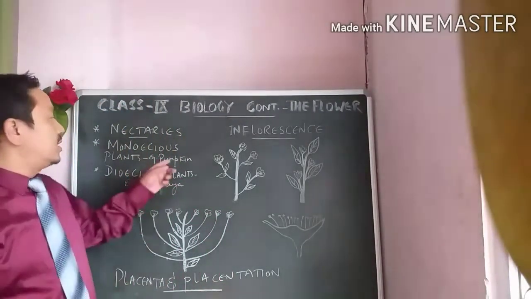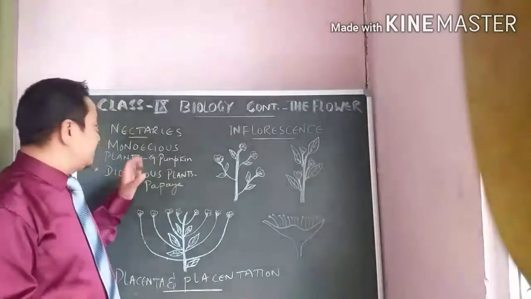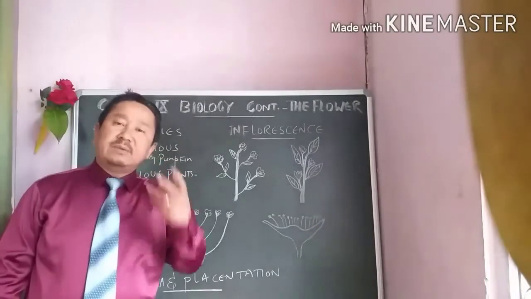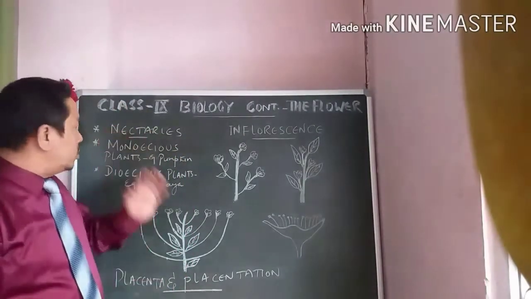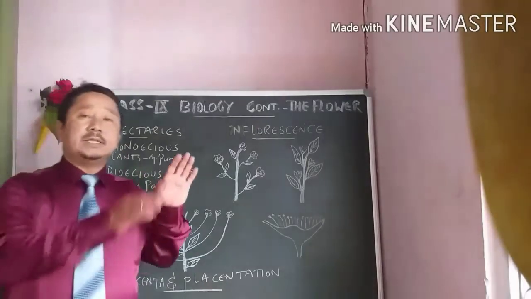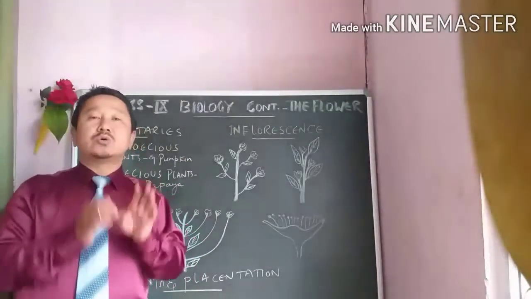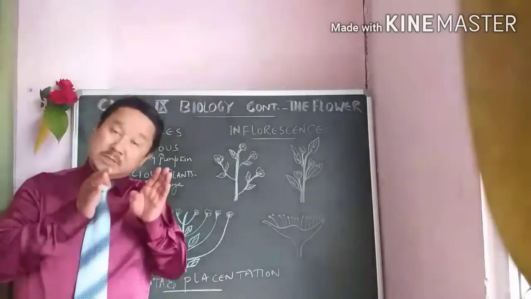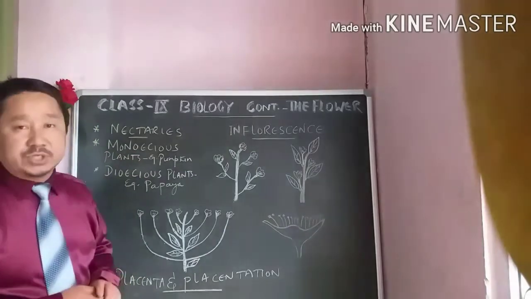For example, pumpkin. Then comes maize, and cucumber. In those plants you see the male and female flowers, staminate and pistillate flowers, growing together on the same plant. Such kind of plants are called monoecious plants.